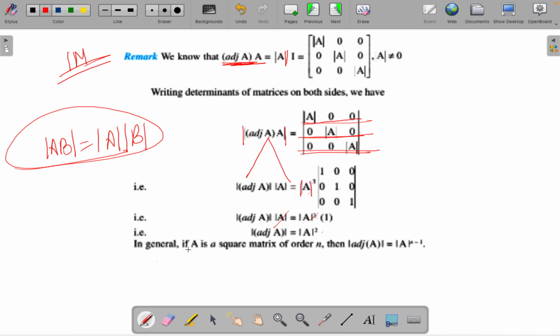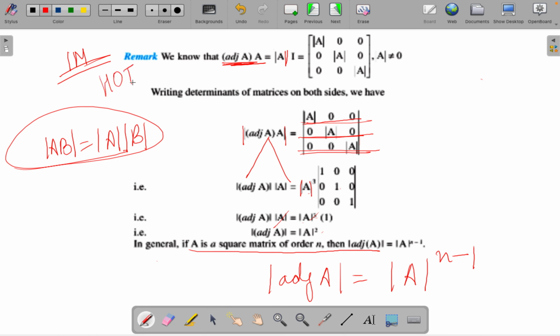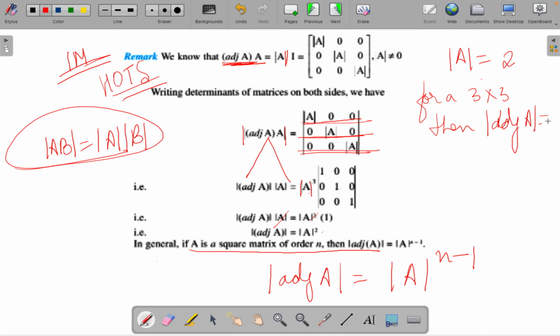So in general I get another formula: if A is a square matrix of order n, then the determinant of adjoint of A is equal to determinant of A raised to power n minus 1. Again, the question comes like this. A 1-marker HOTS question: they tell you that determinant of A is 2 for a 3 by 3 matrix, and you have to find the determinant of adjoint of A. This is your question. So how will you do it?